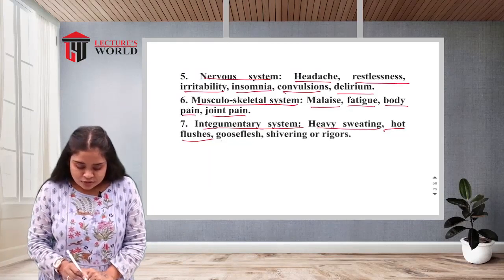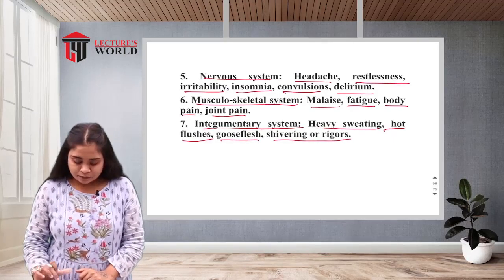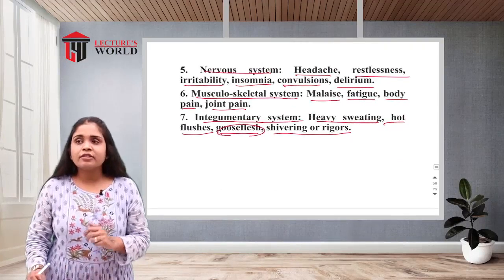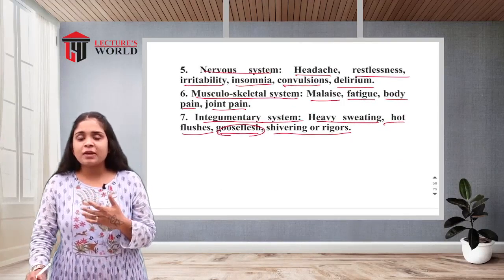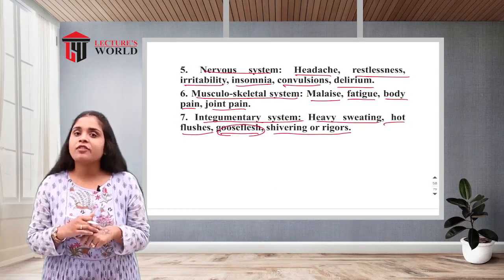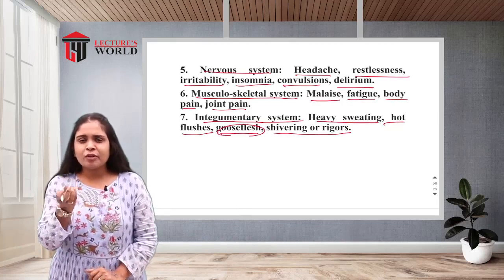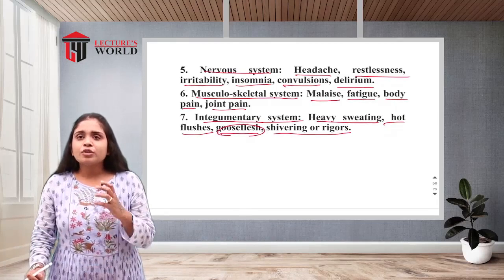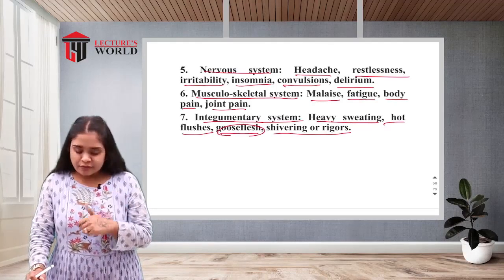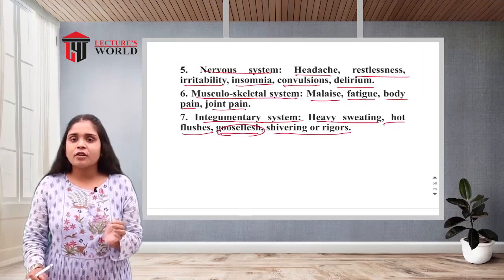Then goose flesh, then shivering or rigors. Goose flesh is when the patient has severe perspiration, and at that time small pimples or bumps appear on the surface of the skin. They may also be filled with fluid. That is because of the severe perspiration. So that is known as goose flesh. Small bumps will be there on the surface of the skin.